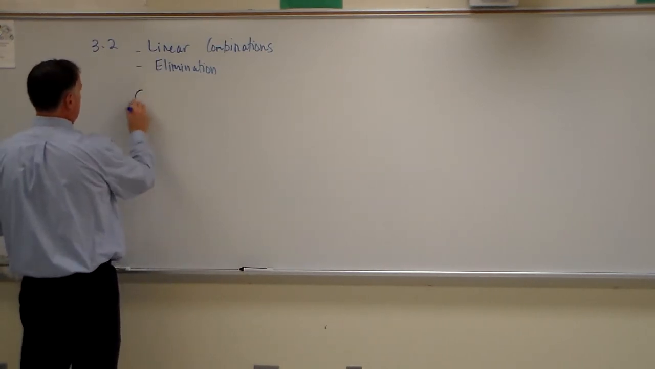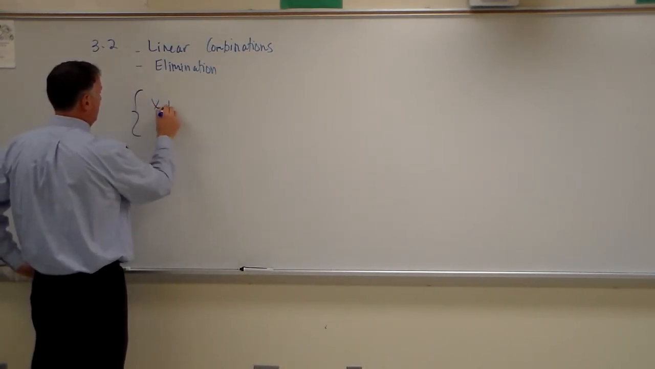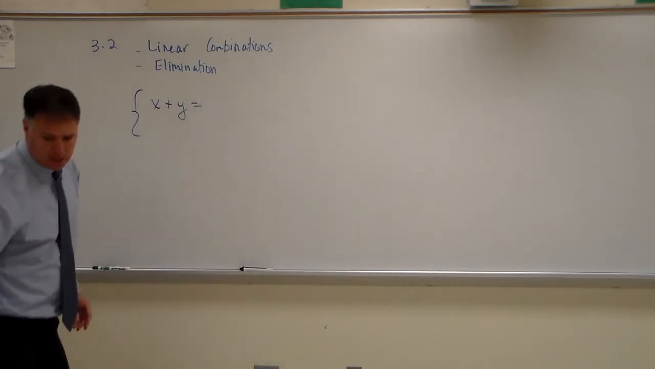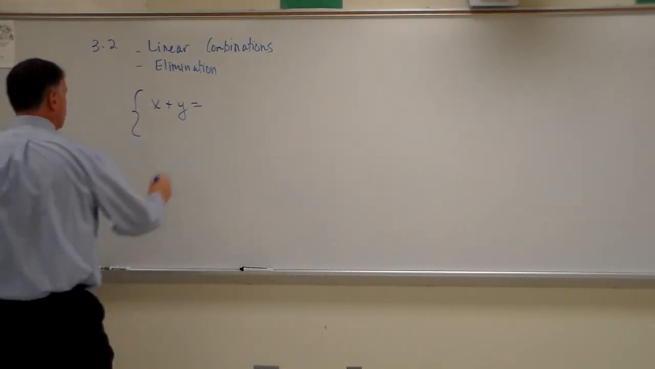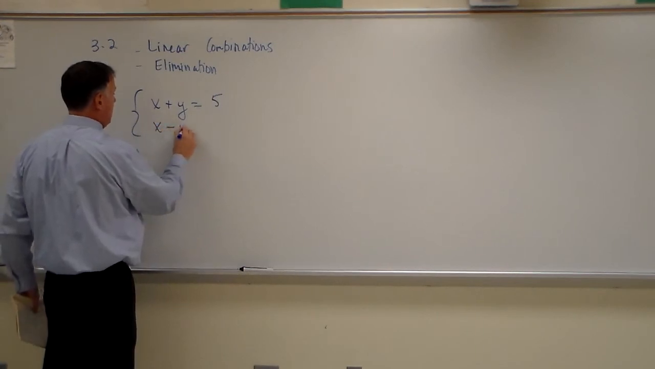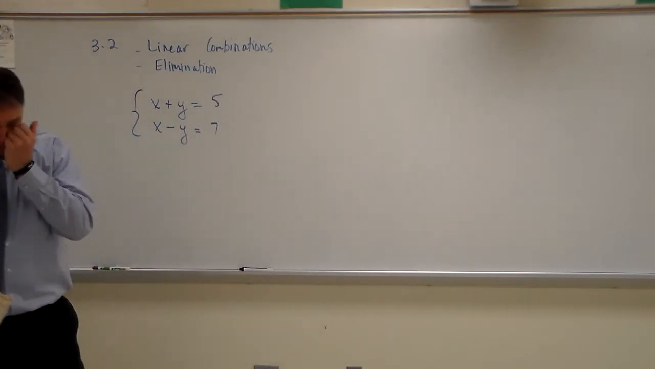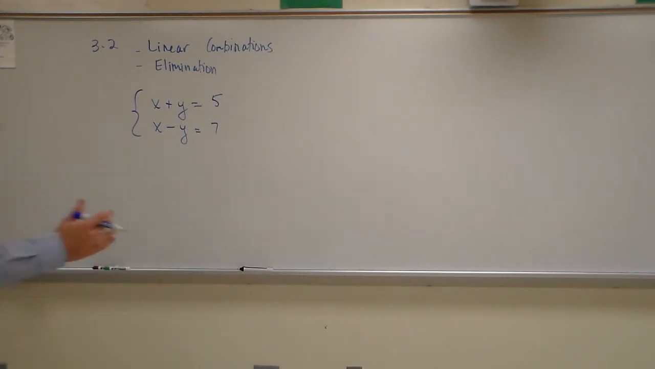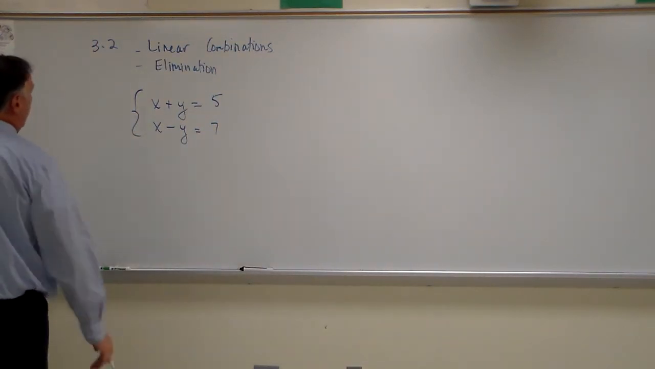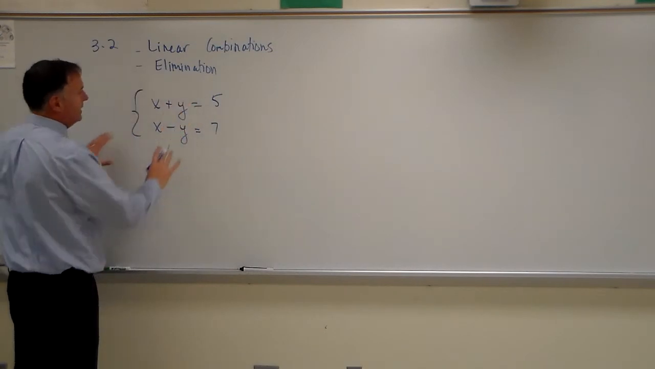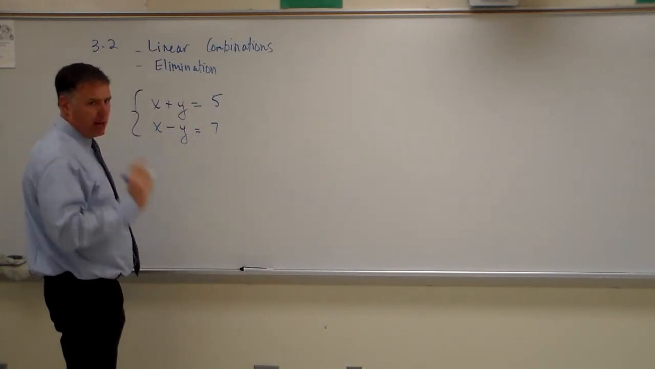Okay, so let's say we had this. x plus y equals 5, 5x minus y equals 7. This particular one really sets up well for linear combinations. So before we get into this, I want to ask you some questions.